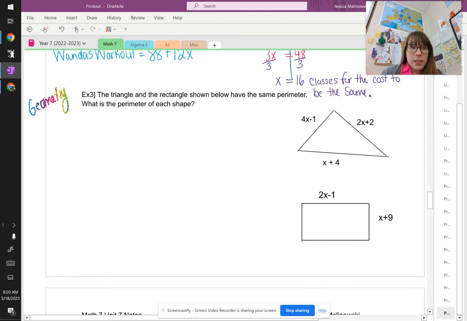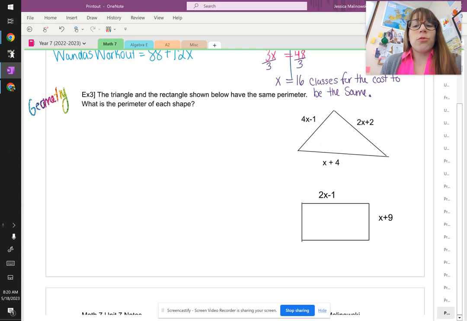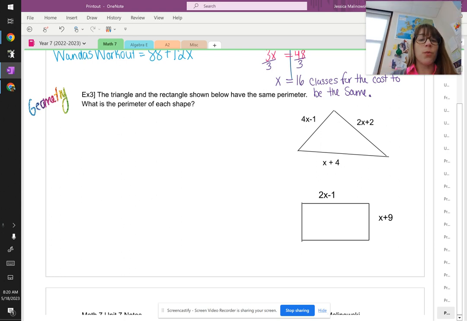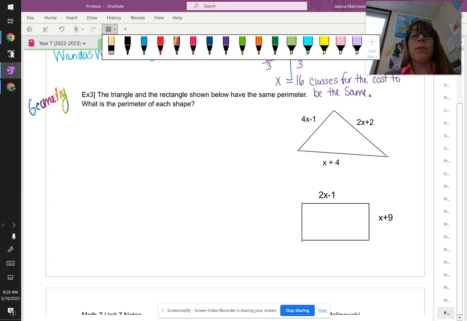All right, so last example here on 10-3. The triangle and the rectangle shown below have the same perimeter. What is the perimeter of each shape? Okay, so not a lot of information in the words here, but the diagrams give you everything you need.